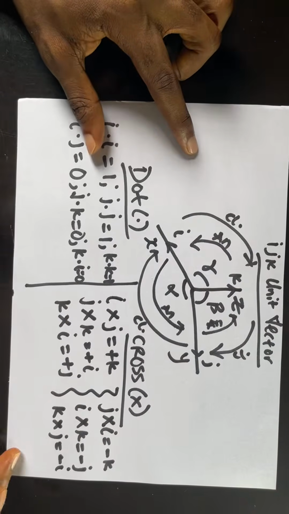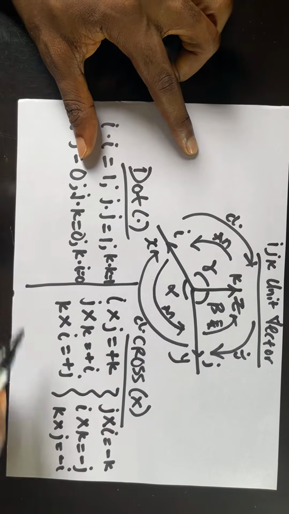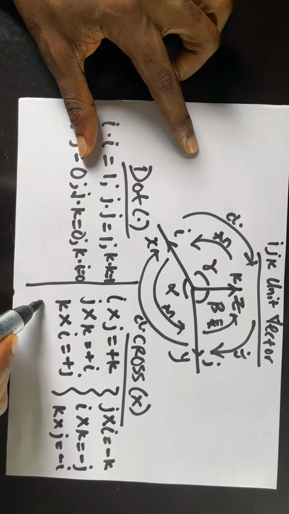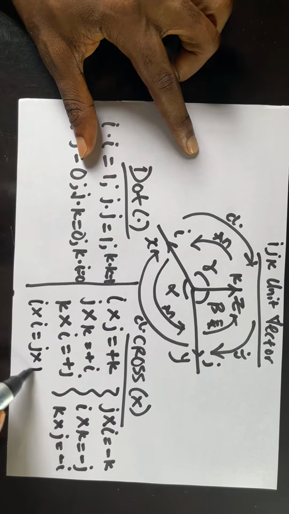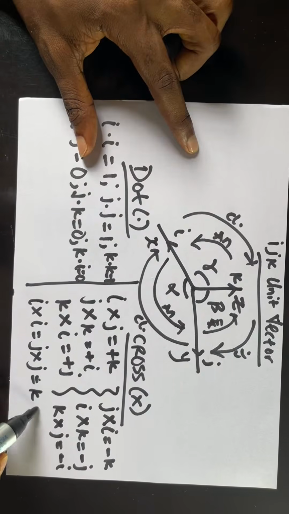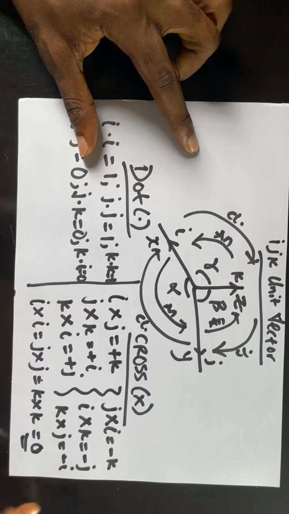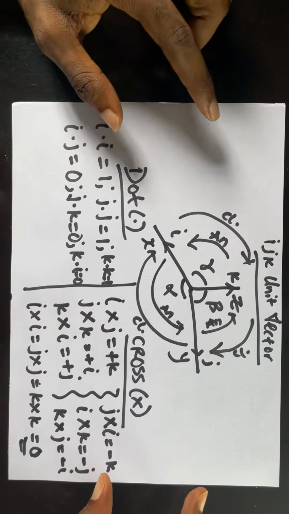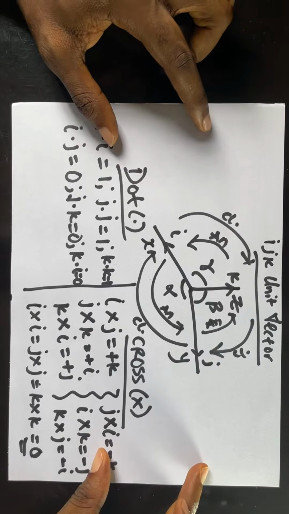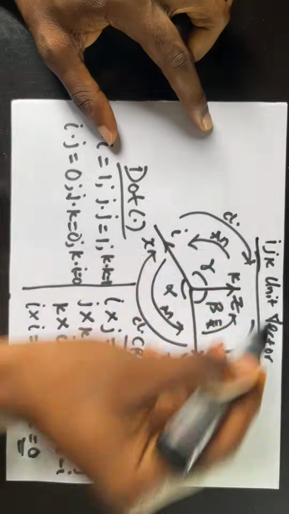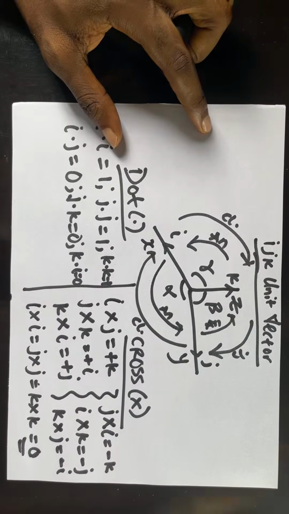Now, if two identical unit vectors are crossing each other, it automatically gives us 0. So I cross I is equal to J cross J is equal to K cross K is equal to 0. This is the previous work we did yesterday. For those that missed it, this is one of the most important branches of vectors, the unit vector.